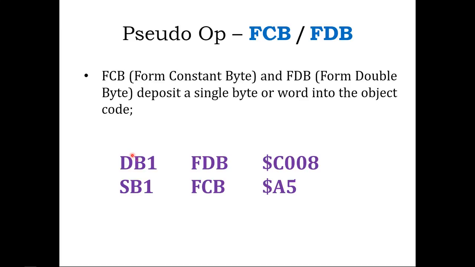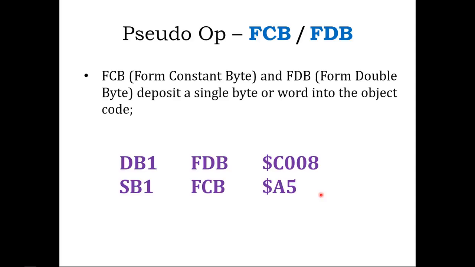And also for sure you use FCB. I don't think you used FDB, but you used FCB. It's pretty similar, because FCB means form constant byte and FDB means form double byte. This deposits a single byte or word into object code. That means if you use FCB, you can just write SB1 FCB $A5.